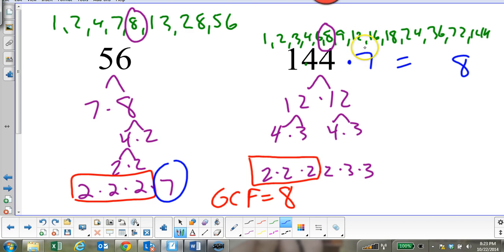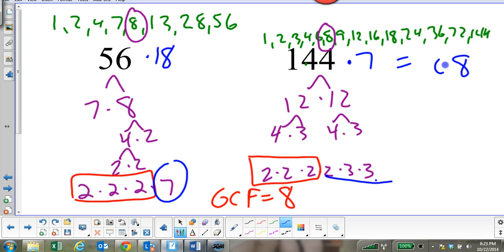It's the 7th multiple of 144 because I've used all of the factors in 56, 2 times 2 times 2, except for the 7. So it's the 7th multiple of 144, or in this case, the 18th multiple of 56. 2 times 3 times 3 is 18. 18th multiple of 56. All right, so that's all I have to do.